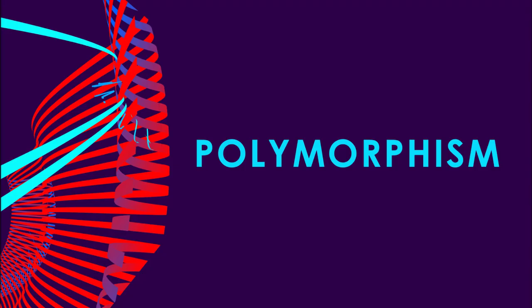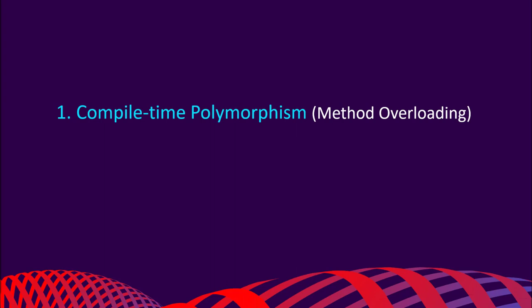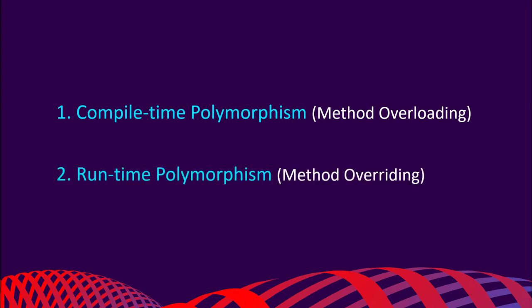4. Polymorphism. Polymorphism is a Greek word that means multiple forms or shapes. You can use polymorphism if you want to have multiple forms of one or more methods of a class with the same name. In C#, polymorphism can be achieved in 2 ways. 1. Compile-time polymorphism. 2. Runtime polymorphism.